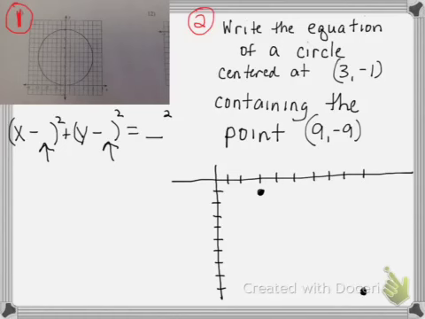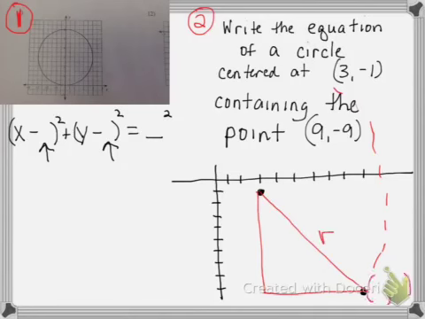When you get to number 2, I want you to write the equation of a circle that's centered at 3, negative 1. I went ahead and put it on a coordinate plane just to give you a visual. That contains the point 9, negative 9. So just to remind you, you're going to be writing a circle that's basically going to go around like this. So you need to find the radius using the distance formula. Okay? So once you get that radius, you can either use the distance formula like I said, or you can use your right triangle and do the Pythagorean theorem.